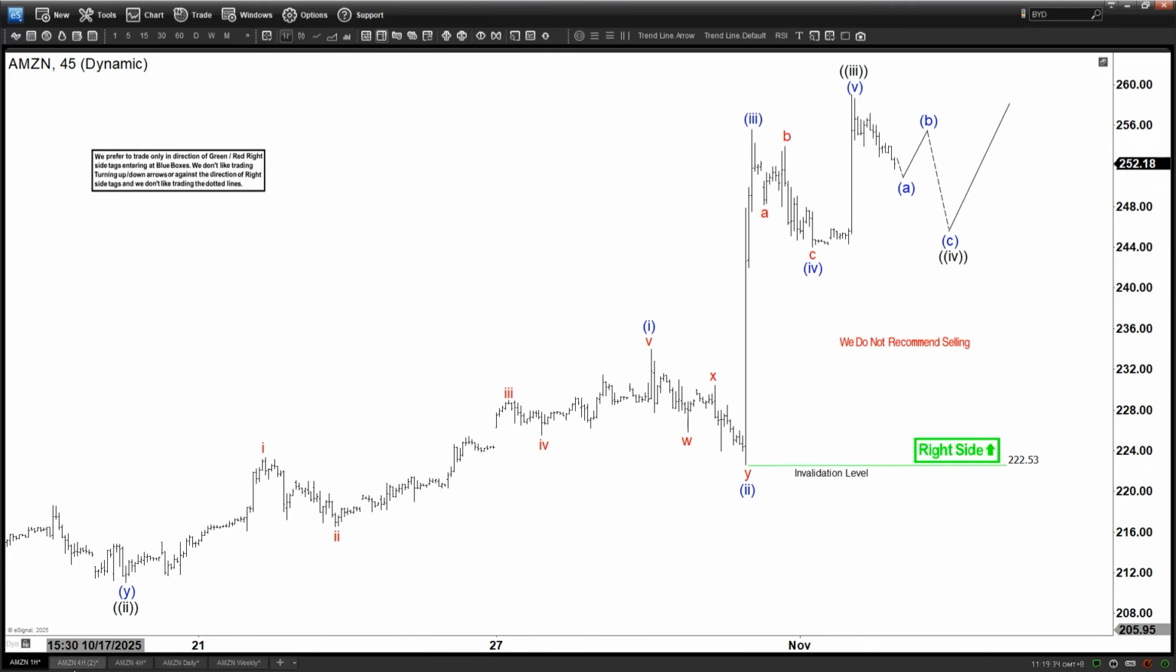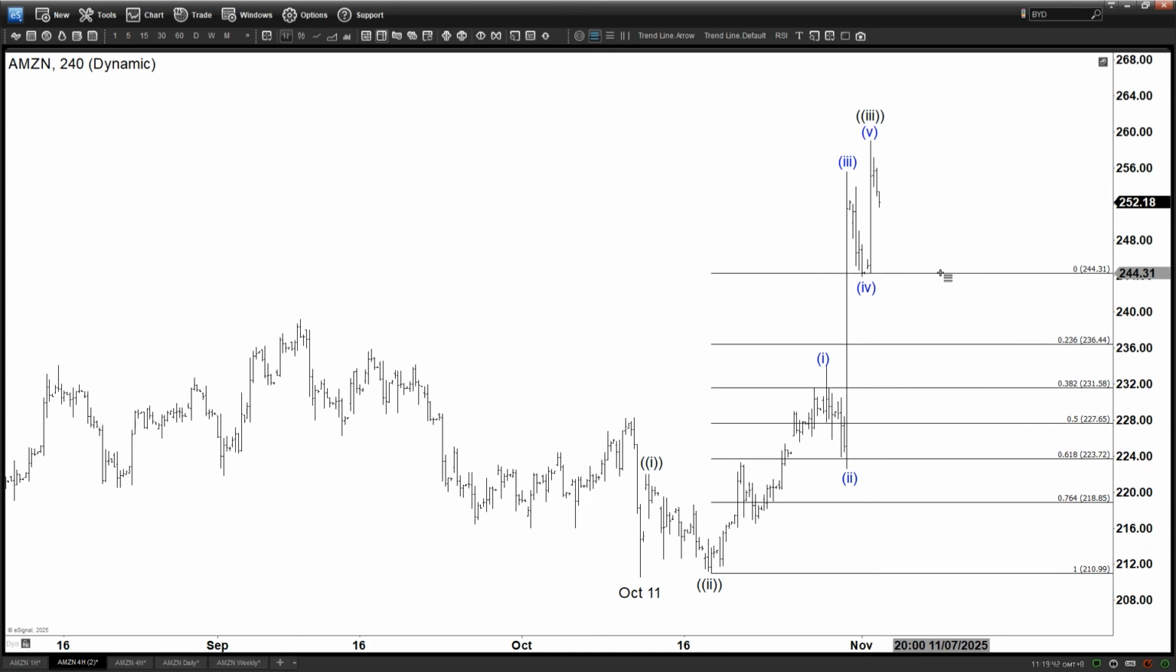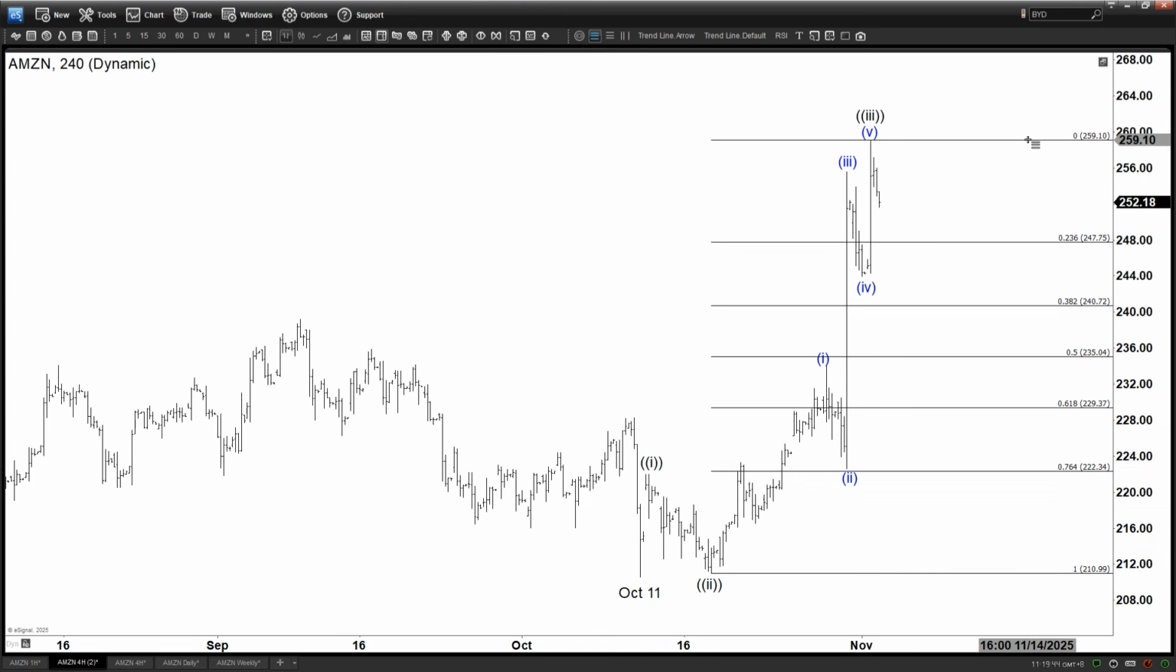So if you use retracement as a rough guideline, typically wave 4 should be between 23.6 and 38.2. Now this is not a rule, guys. This is just a guideline, okay? Typically, it's not a rule. It could be less than 23.6. It could be more than 38.2. But as a guideline, typically wave 4 is somewhere around 23.6 and 38.2.